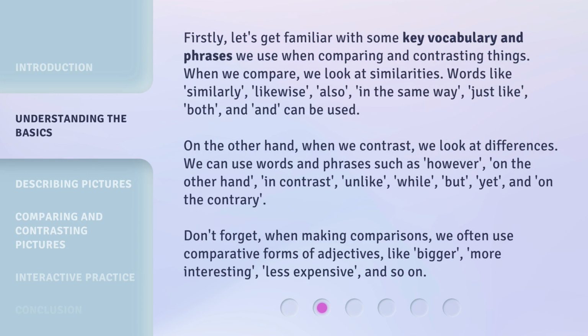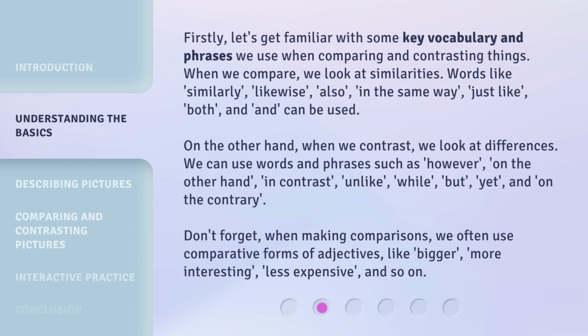Firstly, let's get familiar with some key vocabulary and phrases we use when comparing and contrasting things. When we compare, we look at similarities. Words like similarly, likewise, also, in the same way, just like, and both can be used.